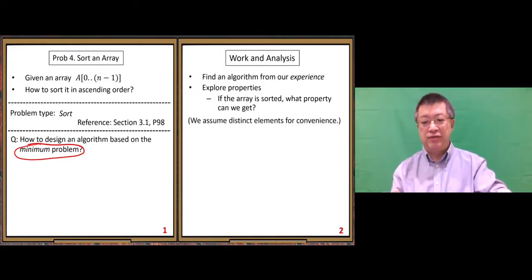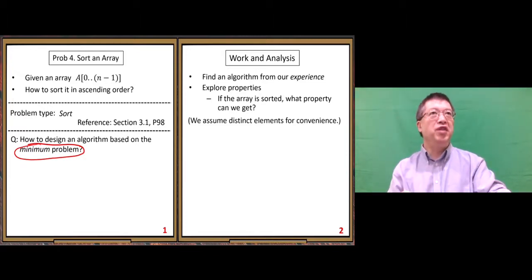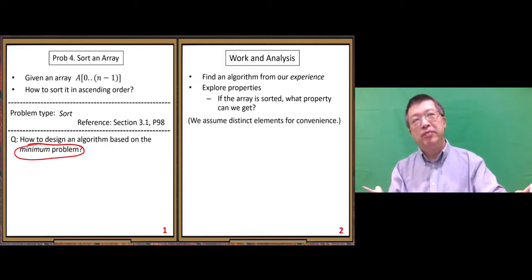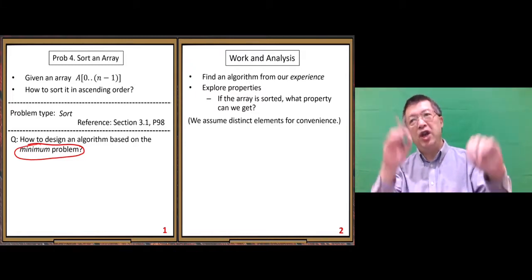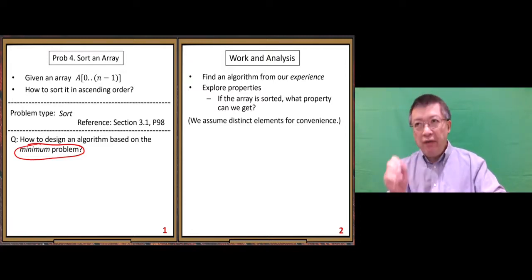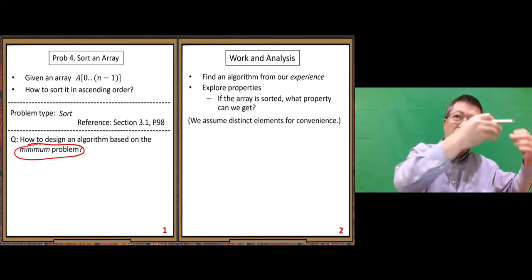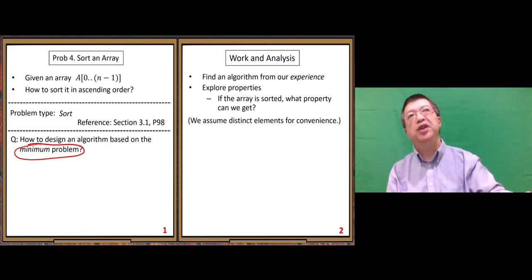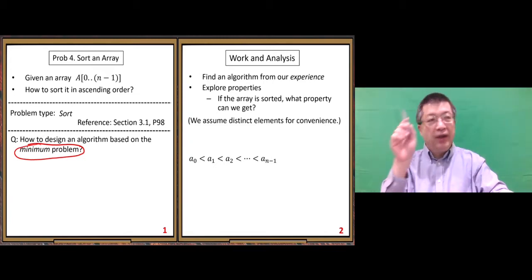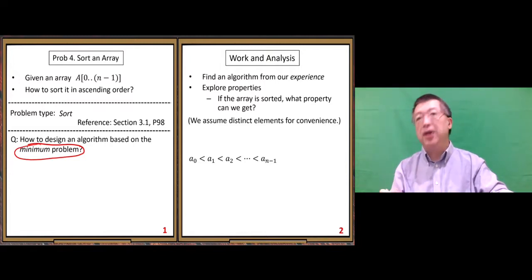That's this view. We assume distinct elements for convenience, so we do not need to consider equal or unequal elements, but the difficulty is pretty much the same. Later, after we make this assumption and solve it, it is very easy to factor in the equal case. All right, so assume the array is already sorted, so we have all the elements in ascending order.